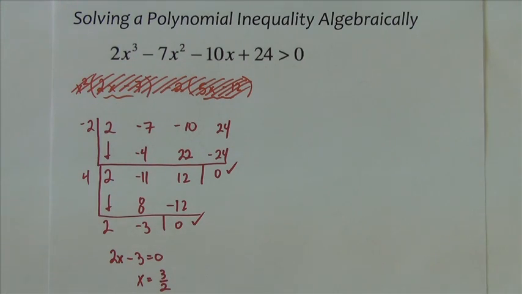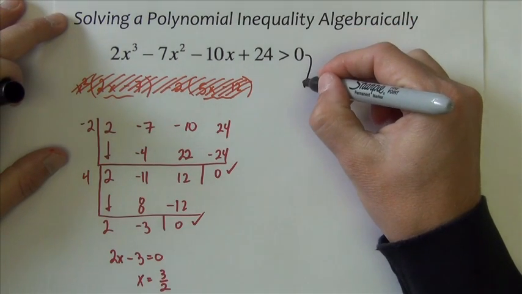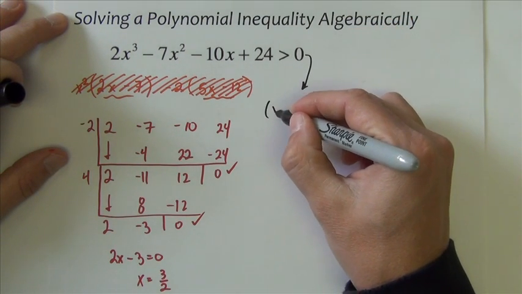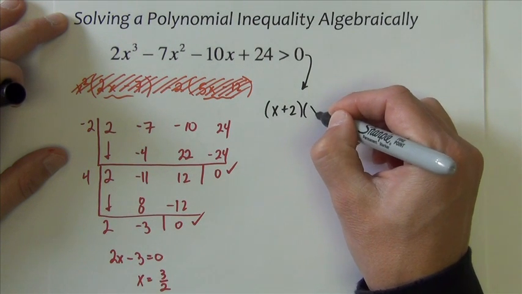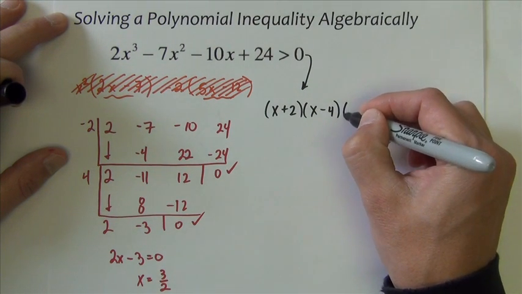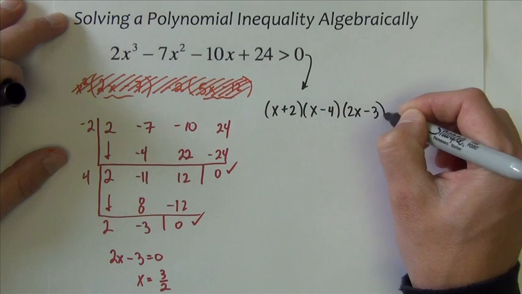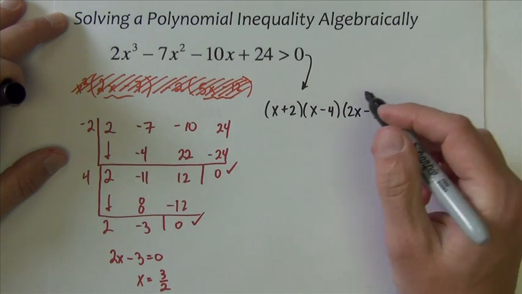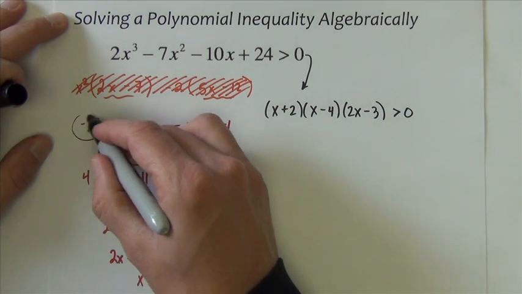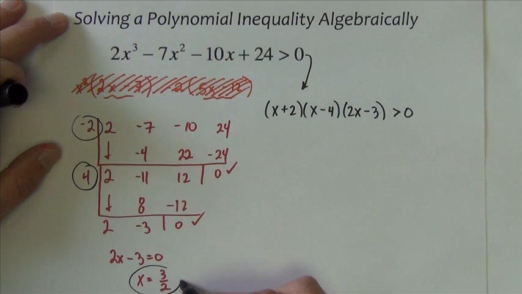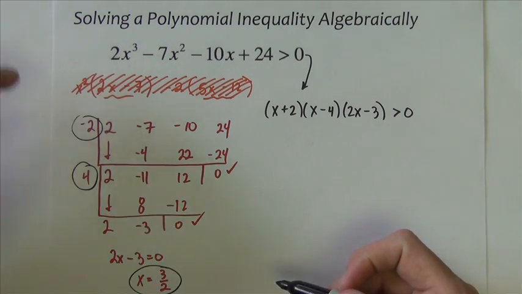Okay. So let me rewrite this problem in a factored form. Now that I've got the zeros, this problem is x plus 2 times x minus 4 times 2x minus 3 is greater than 0. So my zeros are -2, 4, and 3/2.